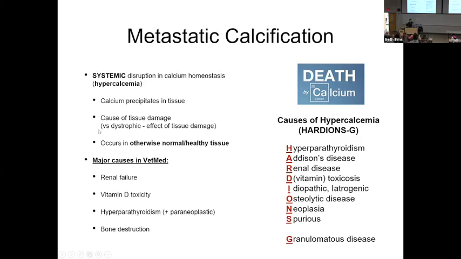Major causes in vet med, so there is a lovely acronym because we all love those. So hard ions, G is the acronym I learned. So these are causes of hypercalcemia. Metastatic calcification is associated with these diseases because we have full body elevations of calcium. The most common causes we see in vet med are chronic renal disease and failure, vitamin D toxicity, hyperparathyroidism. We also see some paraneoplastic syndromes that mimic hyperparathyroidism. We're going to learn all about those. And destruction of bone. So you're destroying bone, you're releasing calcium into blood.